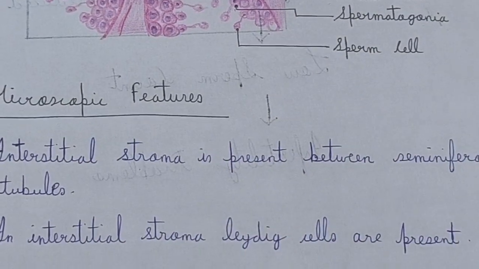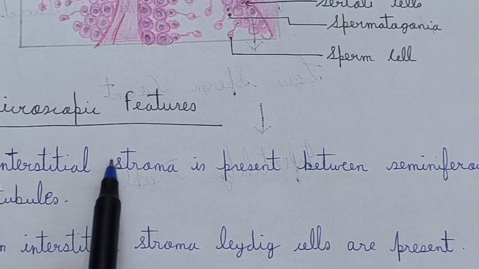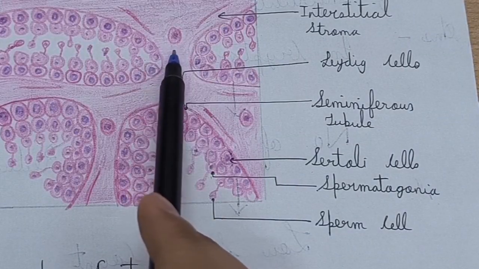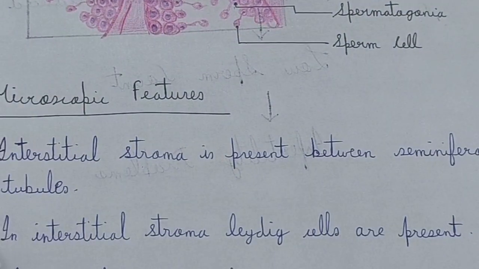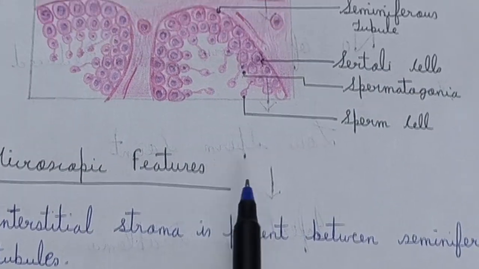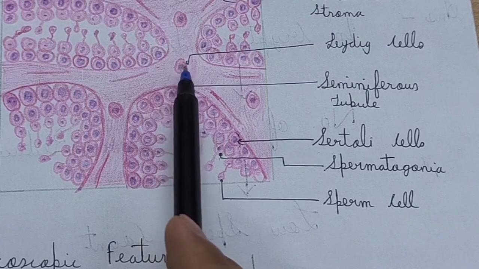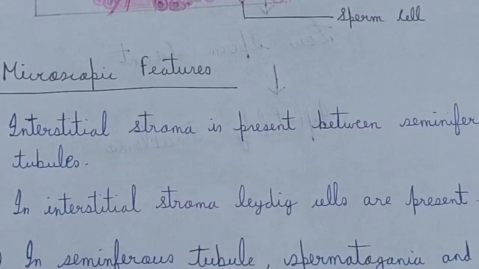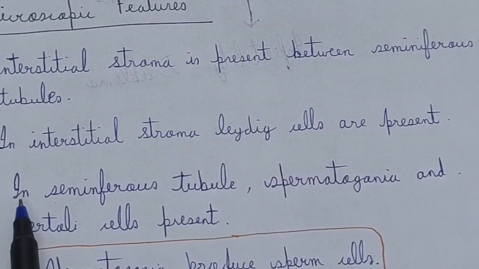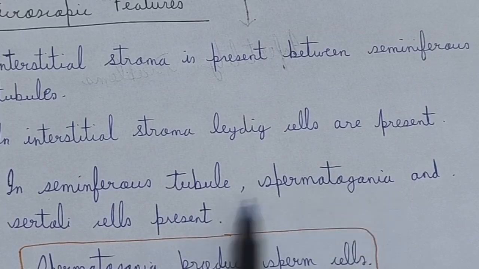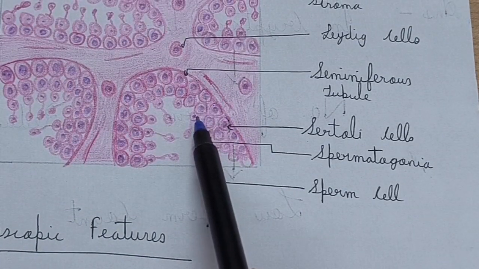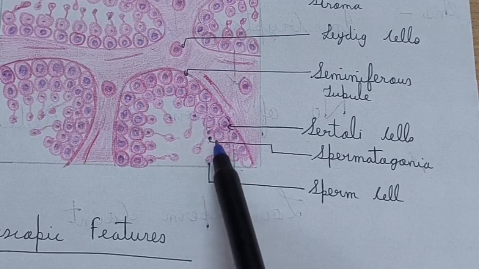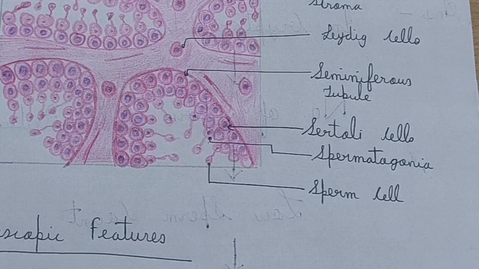See what I have written. The first thing: interstitial stroma is present between seminiferous tubules. See that these are two seminiferous tubules, and between the two seminiferous tubules the interstitial stroma is present. Second, in the interstitial stroma Leydig cells are present. Third, in seminiferous tubules spermatogonia and Sertoli cells are present. These are the Sertoli cells and these are the spermatogonia, and you should know that the spermatogonia produce sperm cells.